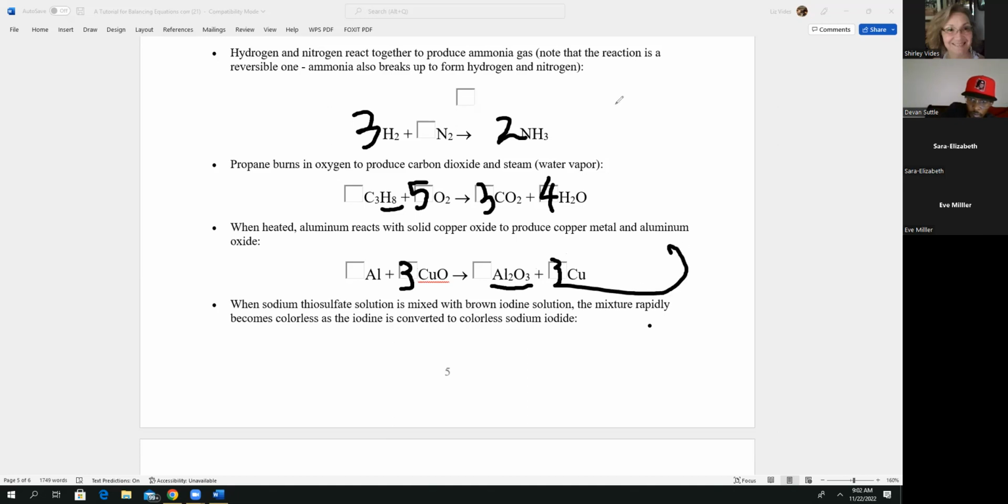I dragged it, I'm trying to get it out of the way. There we go. So the only thing left is aluminum, and you can put 2 on that side. Yeah, that is correct. And there you go. All balanced. You see that? You guys are getting good.